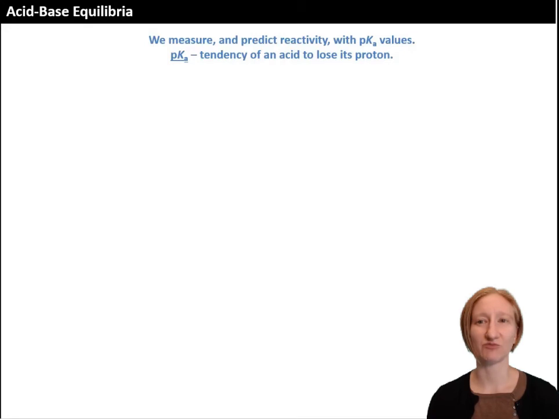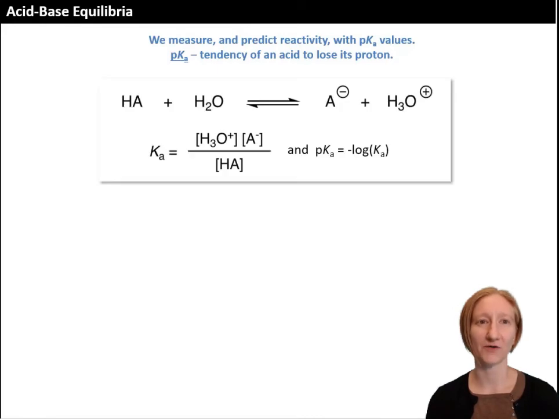We measure acidity and predict the reactivity of an acid using pKa values. The pKa of an acid is the measurement of the acid's tendency to lose its proton. The pKa is measured. It's an experimental quantity, and it's measured for the reaction of the acid, HA, with water. This reaction has an equilibrium constant that describes the extent of dissociation of the acid. How much acid has protonated water at equilibrium? That equilibrium constant gives rise to the pKa value, which is just the negative log of the Ka, the equilibrium constant. So the pKa is a direct measure of how readily an acid will donate its proton.